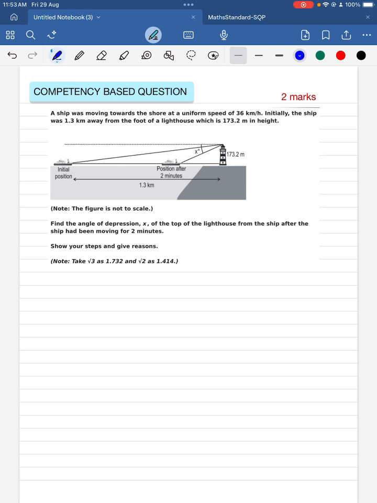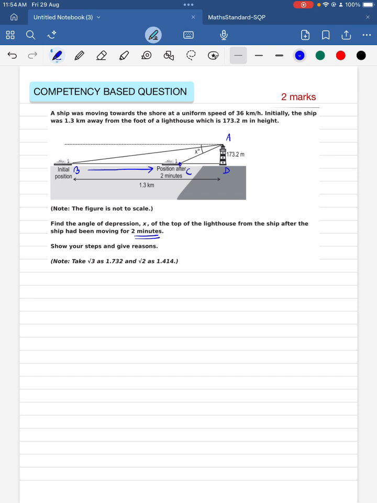Okay, so let's find out how to solve this question. First let me mark the points of the triangle as A, B, this point is C and this point is D. Here they've mentioned that the ship was moving towards the shore at a uniform speed of 36 km per hour. Initially it was at a distance of 1.3 kilometers from the foot of the lighthouse, and it is moving in this direction. After moving for 2 minutes, the position of the ship is at point C right now.